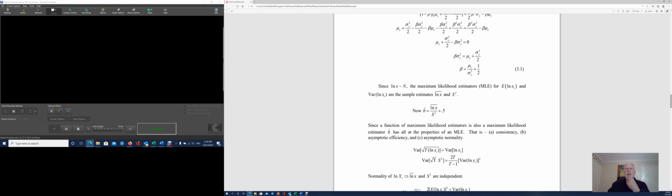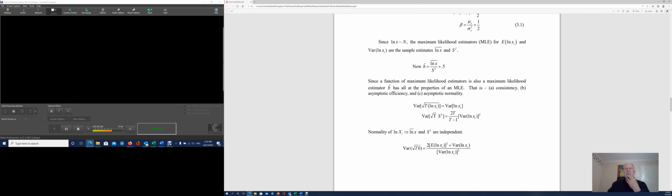Since log of x is distributed normally, these are functions of maximum likelihood estimates, because the mu and sigma squared are themselves maximum likelihood estimates. So we can figure out, using the delta method, what the variance of this estimate is. We first differentiate with respect to the mean, then with respect to the variance, and that gives us a derivative matrix of 1 by 2.